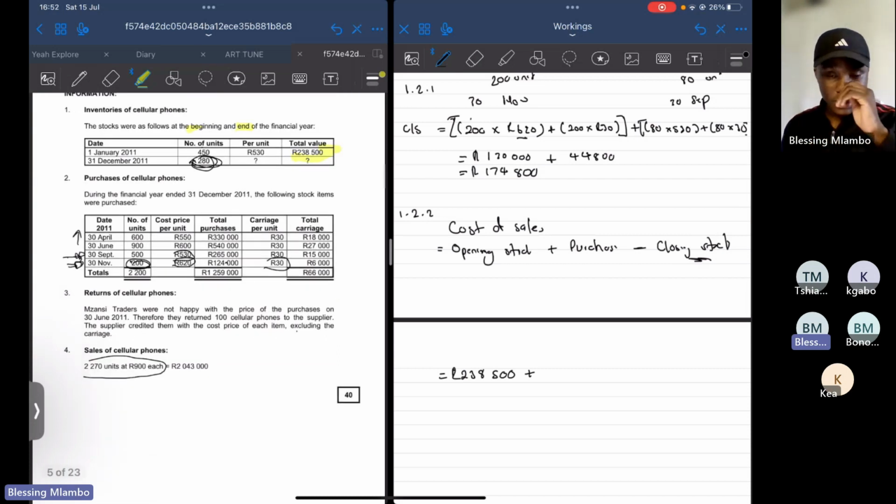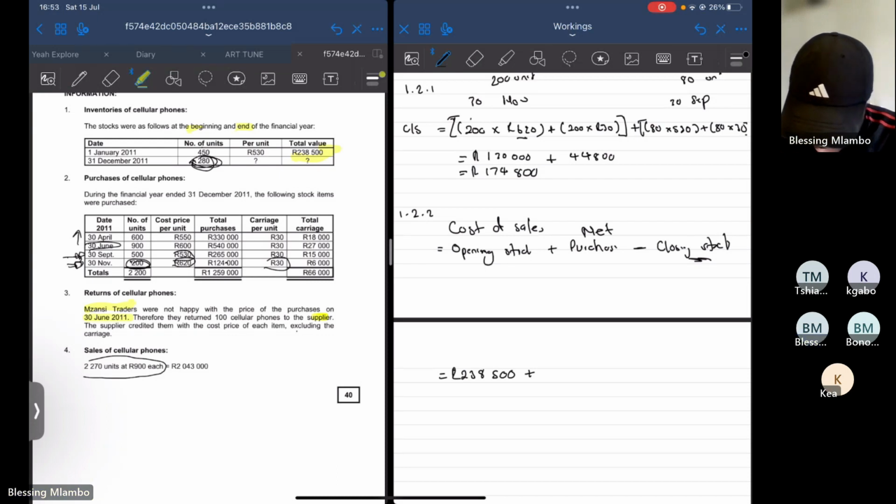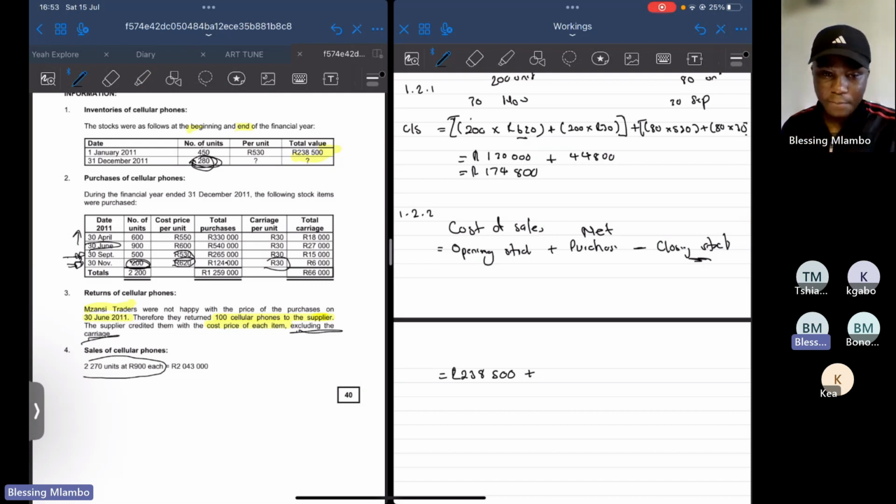Here it is very important for you to know that when we talk about purchases, we talk about net purchases, meaning that we need to exclude the items that were returned to the supplier. If you read this additional information here, they say Mzansi Traders were not happy with the price of purchases on the 30th of June. Therefore, they returned 100 cellular phones to the supplier. The supplier credited them with the cost price of each item, excluding the carriage, right?